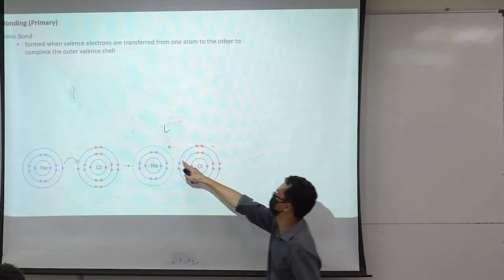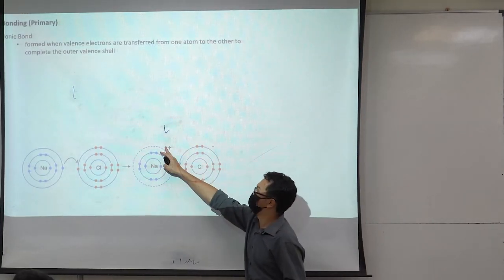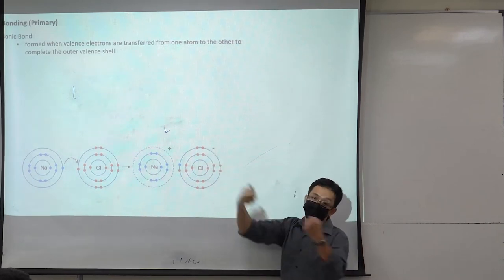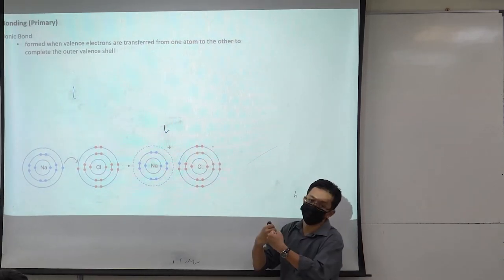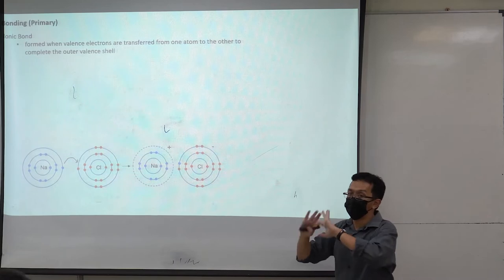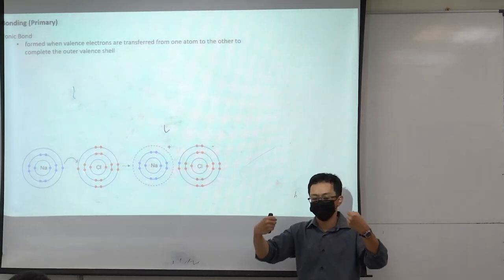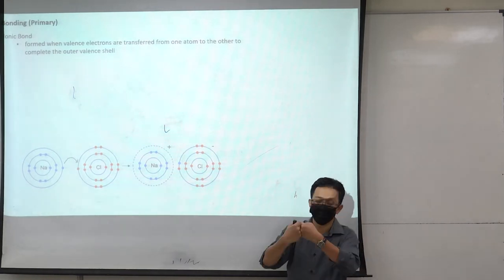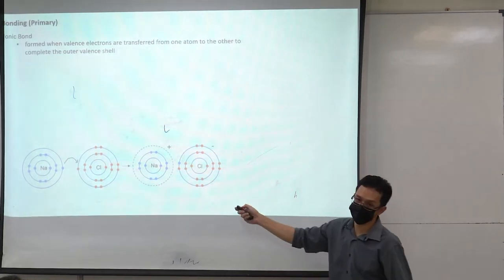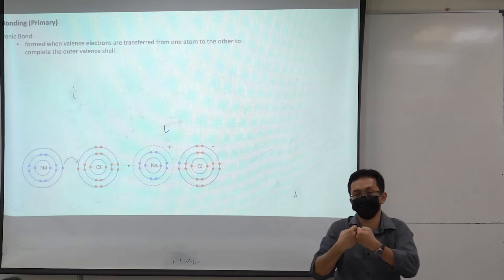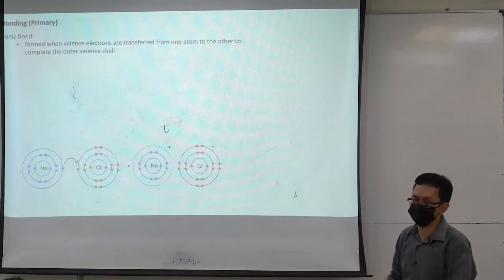So because of these ionic species, opposite charges attract. That's why they combine. But there is no overlapping of orbitals. They just combine like a magnet. Two magnets, south and north, just combine like that. That's why they make a bond. So the bond is sort of just electrostatic attraction.